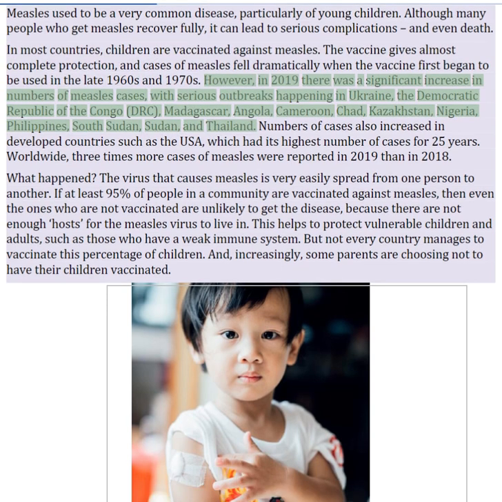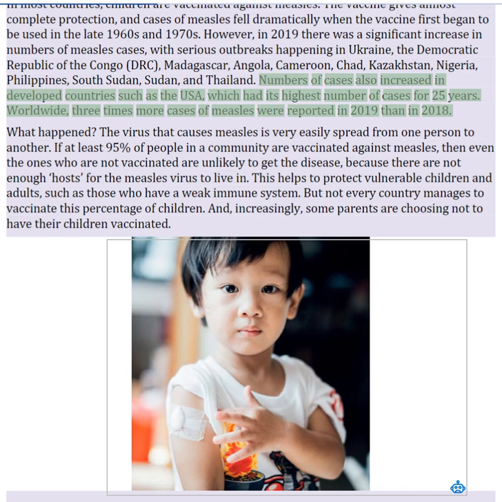However, in 2019 there was a significant increase in numbers of measles cases, with serious outbreaks happening in Ukraine, the Democratic Republic of the Congo, Madagascar, Angola, Cameroon, Chad, Kazakhstan, Nigeria, Philippines, South Sudan, Sudan, and Thailand. Numbers of cases also increased in developed countries such as the USA, which had its highest number of cases for 25 years. Worldwide, 3 times more cases of measles were reported in 2019 than in 2018.